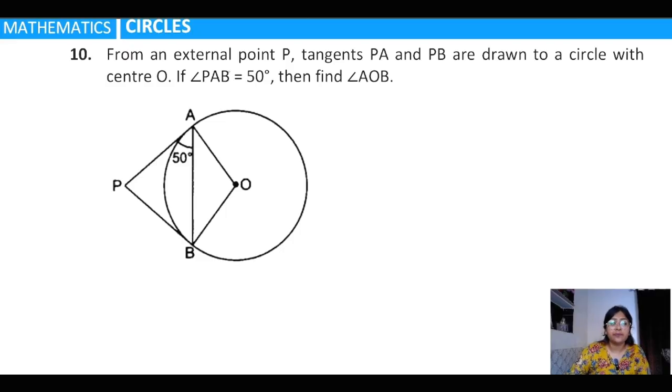Try this question. From an external point P, PA and PB are drawn to a circle. PA and PB are the two tangents which are of equal length because both the tangents are drawn from a single external point. P is the external point, and tangents drawn from an external point are of equal length. So they are drawn to a circle with center O. Can you see triangle PAB? It is an isosceles triangle. Yes, very good. So this angle will also be 50 degrees. The radius and the tangent are perpendicular to each other.